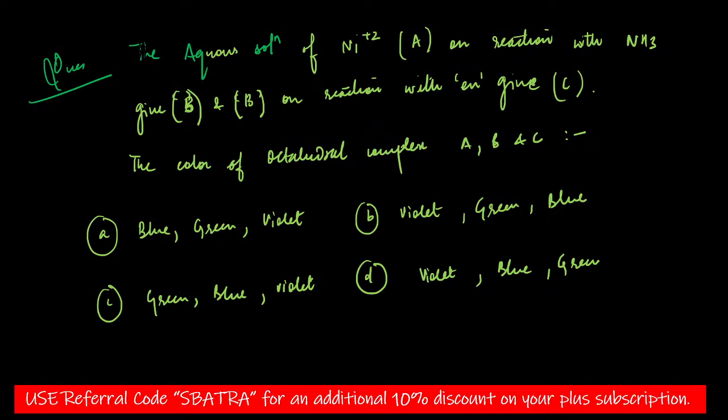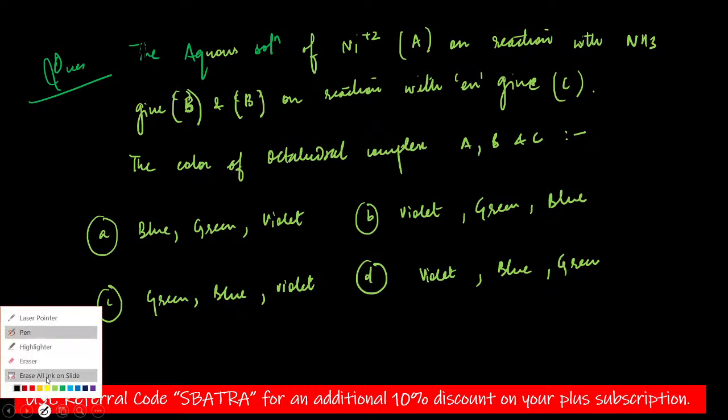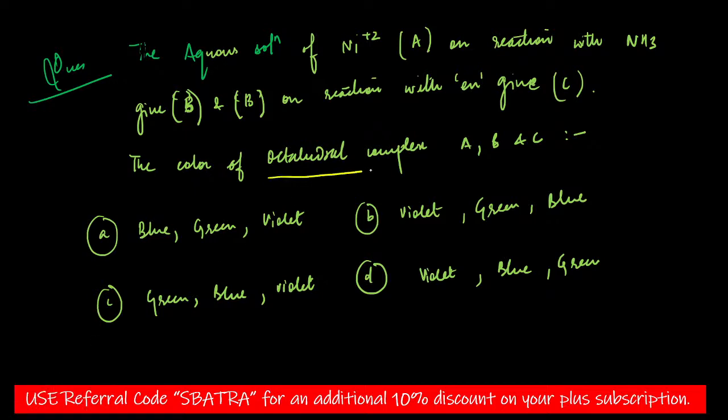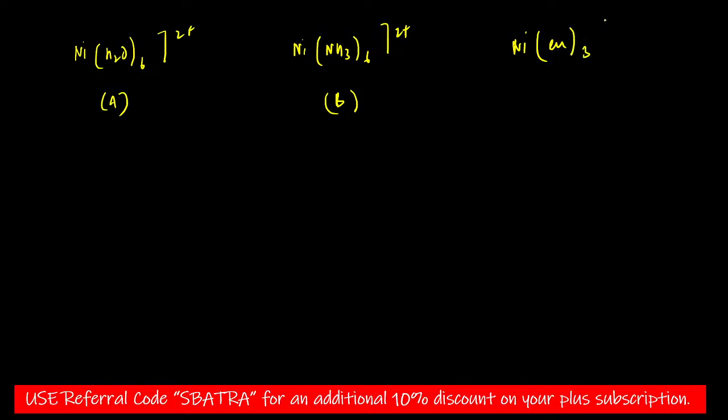So the question says an aqua complex of nickel, and all these complexes are octahedral complexes. They have mentioned this point also. So nickel in +2 with aqua ligand, so 6 plus 2, this is your A complex. Now it is reacted with ammonia and it gives you the B complex, so NH3 6 plus 2, this is the B complex. Then it is reacted with ethylene diamine, it gives 3 complex, so this is your C complex.